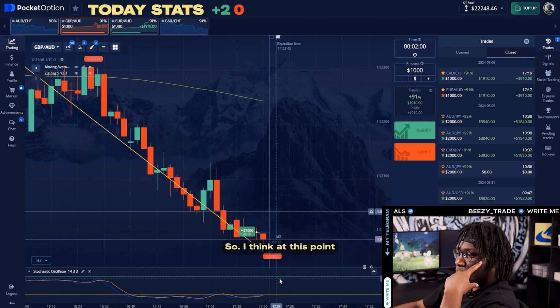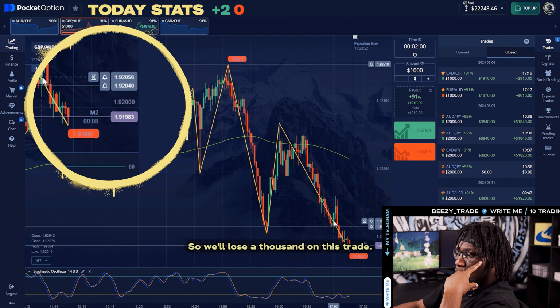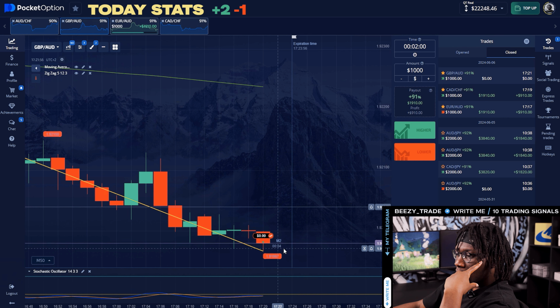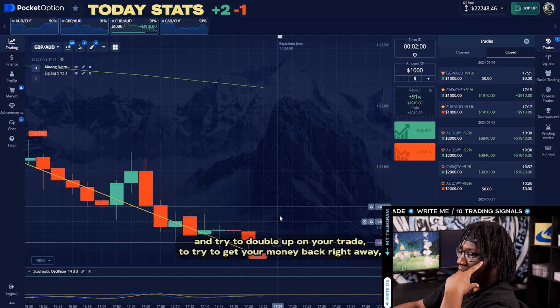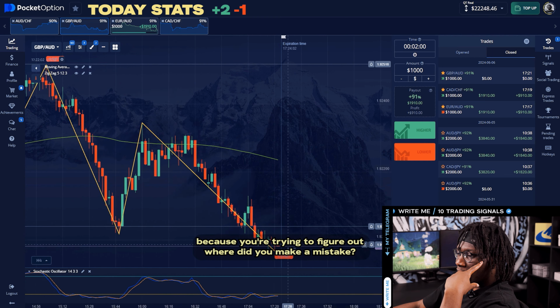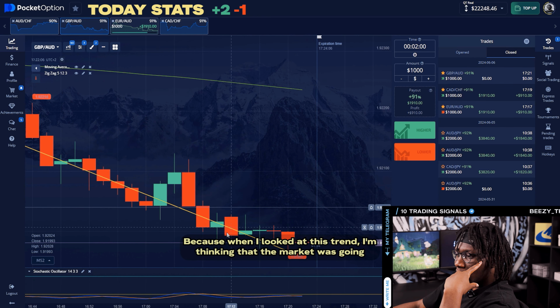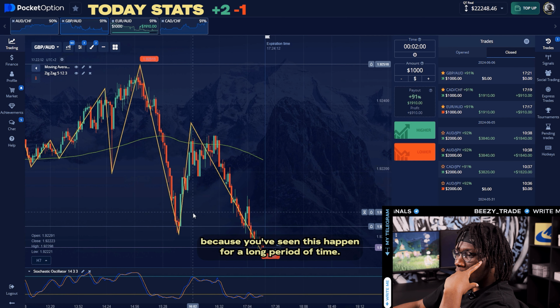I think at this point I'm just gonna wait. So we'll lose 1,000 on this trade. You can't rush in and try to double up on your trade to get your money back right away, because you're trying to figure out where you made a mistake. When I looked at this trend, I was thinking that the market was definitely going to pull upwards, because you've seen this happen for a long period of time.